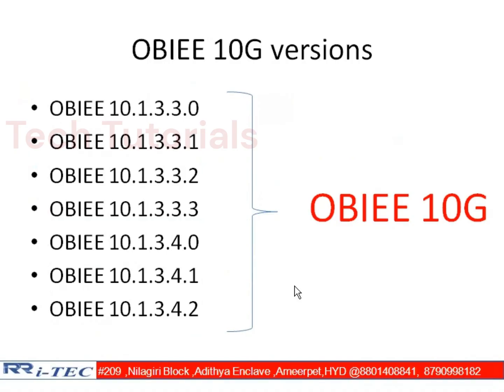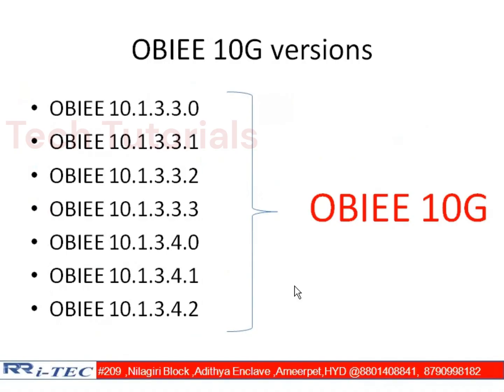We mainly have 2 layers. One is the semantic layer, the second is the reporting layer. In the semantic layer, we develop one thing called the RPD. Whatever we do in the administration tool, end of the day it is saved in the RPD file.